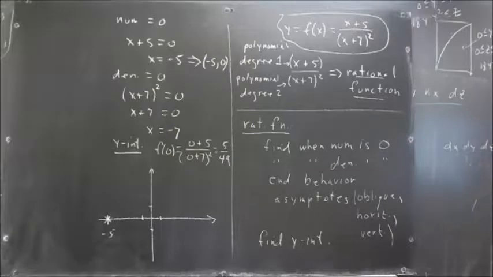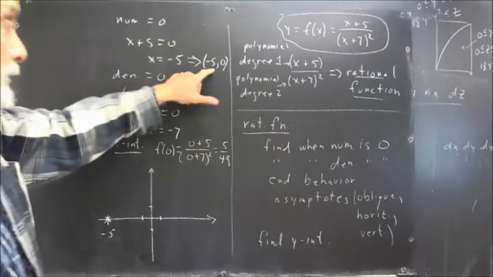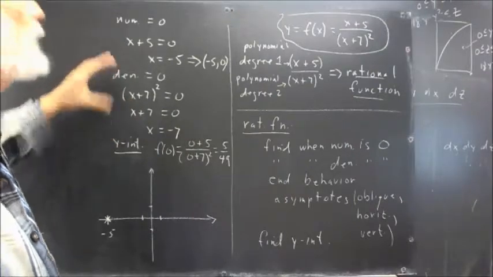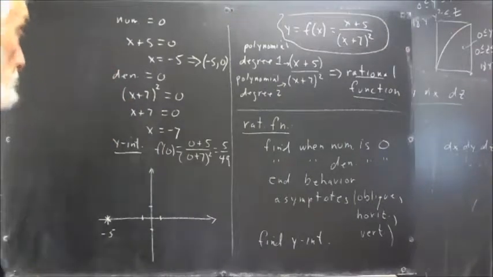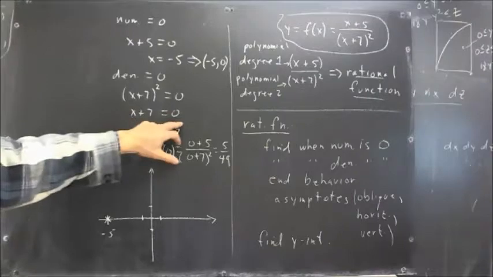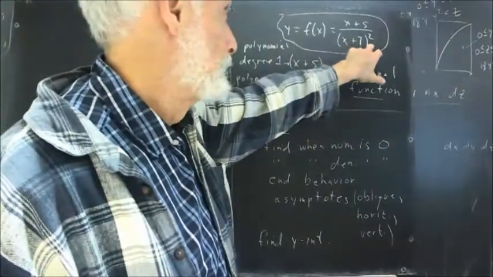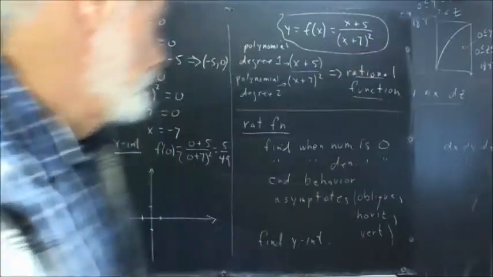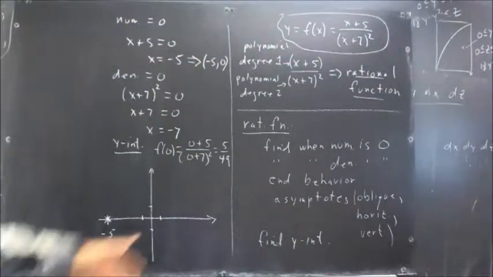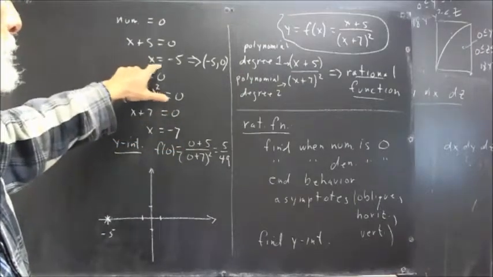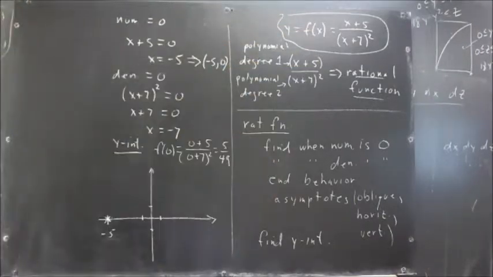Now we do have to make sure that negative 5 is not also a 0 of the denominator. If it is, then the function is going to simplify. But clearly the denominator is not 0 when x equals negative 5. In fact, negative 5 plus 7 is 2, and squaring that you get 4. So when the numerator equals 0, the value of the function is 0 over 4, which is, of course, 0.